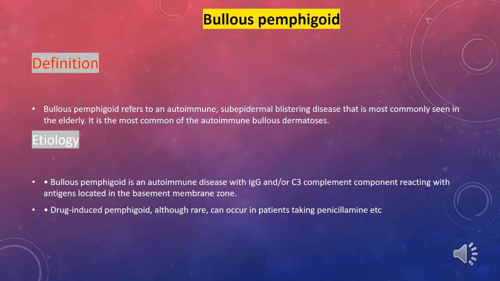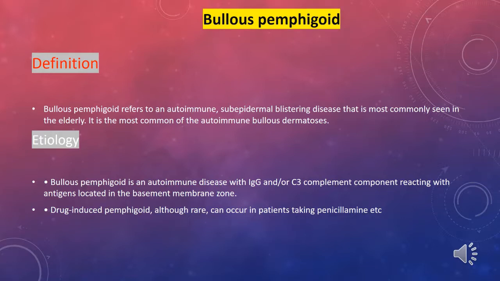There are also other causes, like drug-induced pemphigoid, though they are rare. When someone is taking captopril or penicillin, sulfasalazine for psoriasis cases, I think, and furosemide, which is a diuretic, they can cause a sensitivity reaction, and the patient presents to you as bullous pemphigoid.